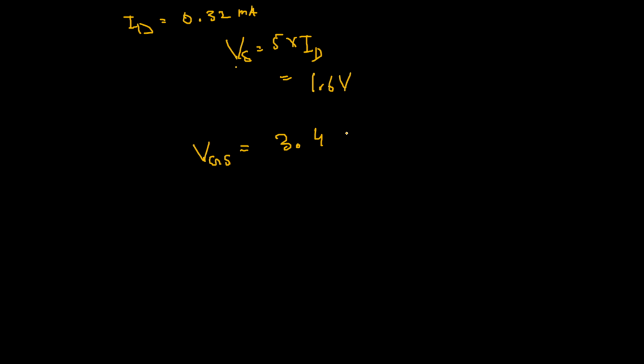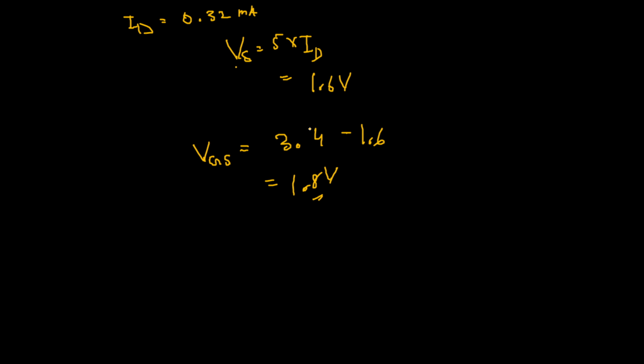So let's substitute the other one. For ID equal to 0.32 milliampere, I get VS equal to 5 into ID, which is 5 into 0.32, giving us 1.6 volt. So VGS is 3.4 minus 1.6, which gives us 1.8 volt. With that we found VGS as well.